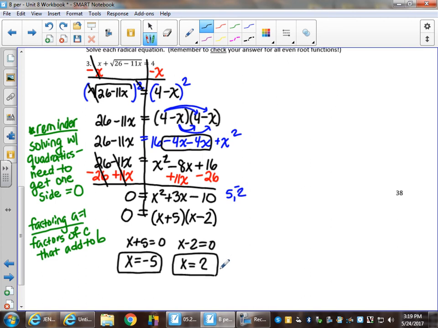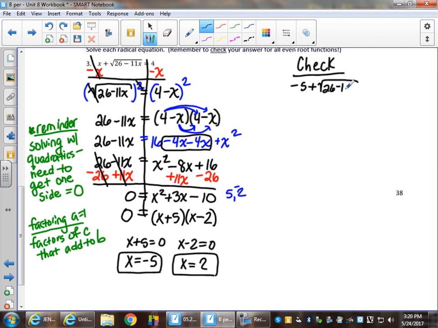We are not done though, because these are possible answers. We need to check both of them. We need to check because this is an even root, and that's what all of this space over here is for. So let's check. The checks might seem to take a little bit, but as we do them over and over, you'll notice they take less and less time. We'll go back to our original equation as a model, and first I'm going to check x equals -5. So wherever I see x, I am plugging in -5.